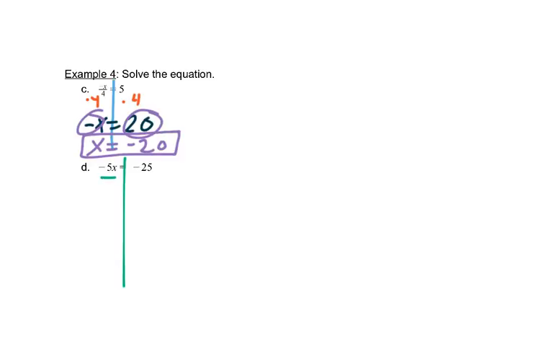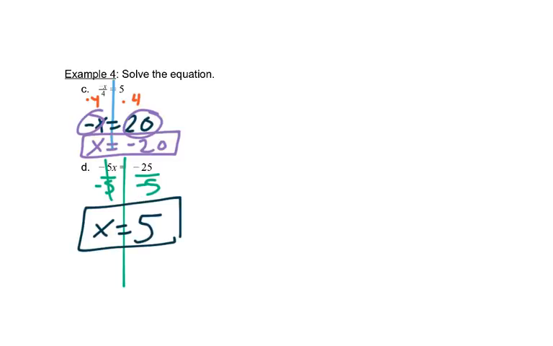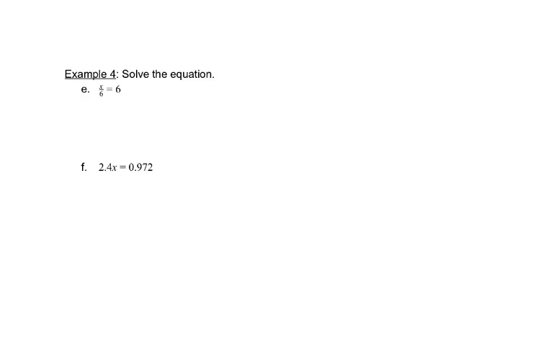In D, I would just divide by the number in front, divide by a negative 5. The opposite operation of multiplication is division. And I would get a positive 5. E says x divided by 6 equals 6, so I need to multiply by 6. And that gives me x equals 36.